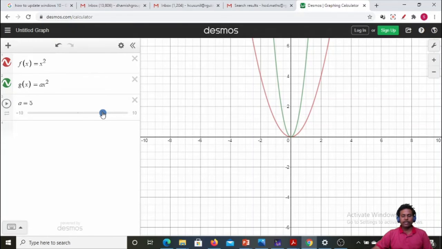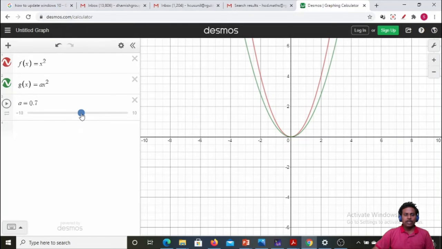It is shrinking from the original graph. Let me take back to a is equal to 1. Now let us move left of a is equal to 1. Okay, then what happens? Let us see. Now you can see the green color graph is stretching, is going away from the red color graph.